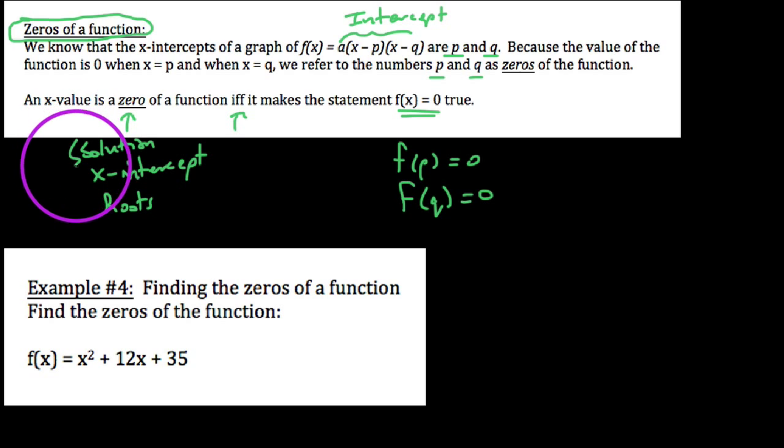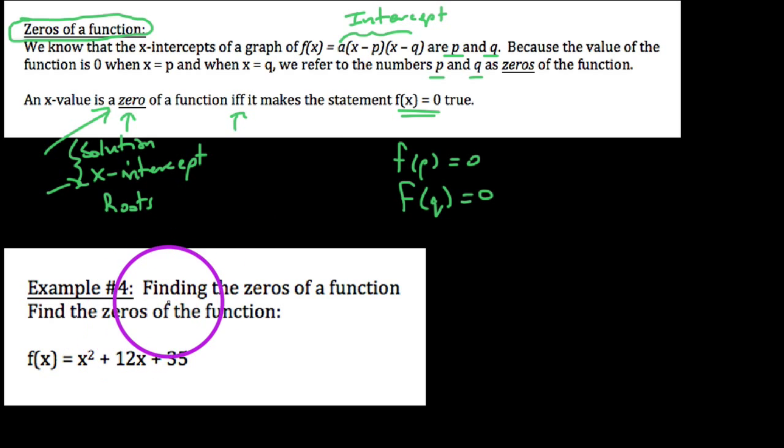But I'll tell you, when we were looking for solutions in all these last videos solving these equations, we really were looking for the x-intercepts of the graph. And we really were looking for the zeros of the graph, because these are x values that when we plug them back in cause the whole function to be equal to 0. Remember, we always set these equal to 0 when we solve them.